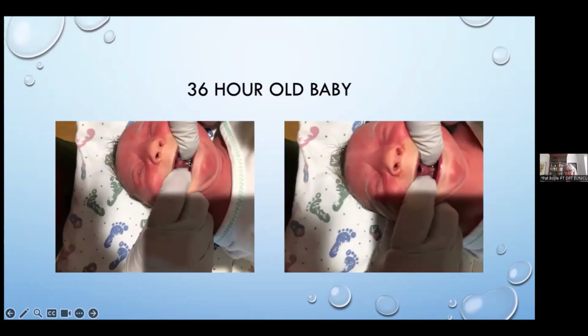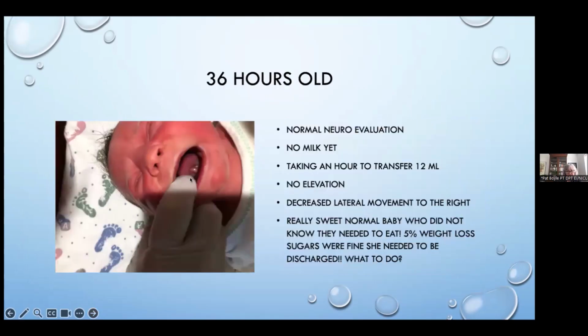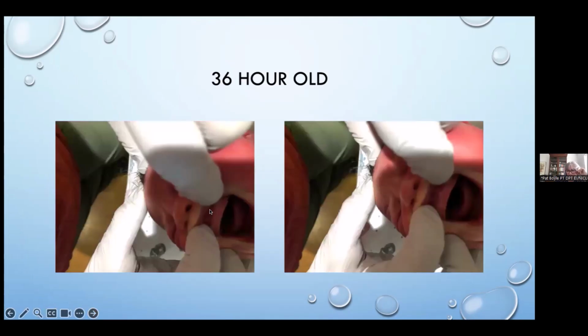This is a baby that I saw after 36 hours old, and you can definitely see this pretty thick frenulum here under the tongue. You can see that she was a typical baby. Mom's milk wasn't in yet, and they'd given her a little bottle, but it was taking her an hour to transfer 12 mils, which with a normal suck, she should have transferred. She had decreased lateral movement to the right. She was a really sweet, normal baby who did not know if they needed to eat. She'd had only 5% weight loss, 10% allowed, her sugars fine. And we got her on a bottle. The pediatrician said he wasn't going to do anything because he wasn't going to do the frenulectomy. He wanted to send the baby off to an ENT. So everybody was aware. And there's her lips, not as significant as the tongue.